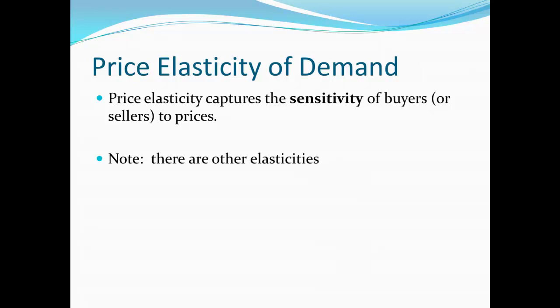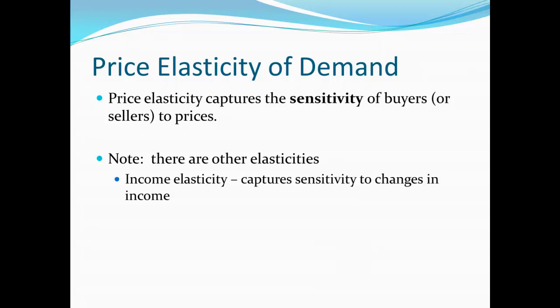I would note here there are other elasticities that I'm not particularly worried about in this video. One of those is income elasticity, so it captures how sensitive we are to changes in income. So as income goes up, do we buy a lot more of the good, or just a little bit more, perhaps less of a particular good?